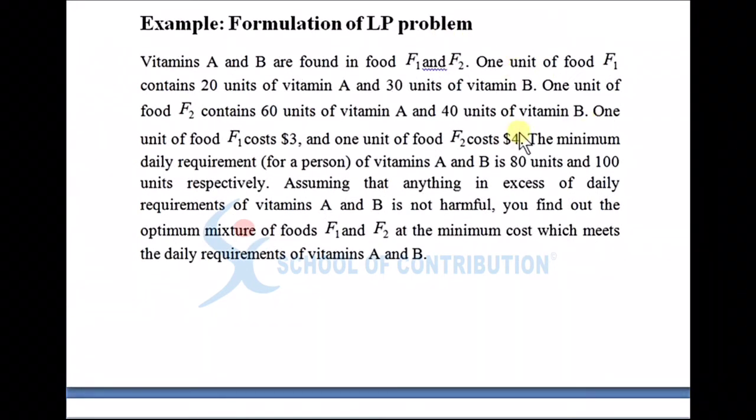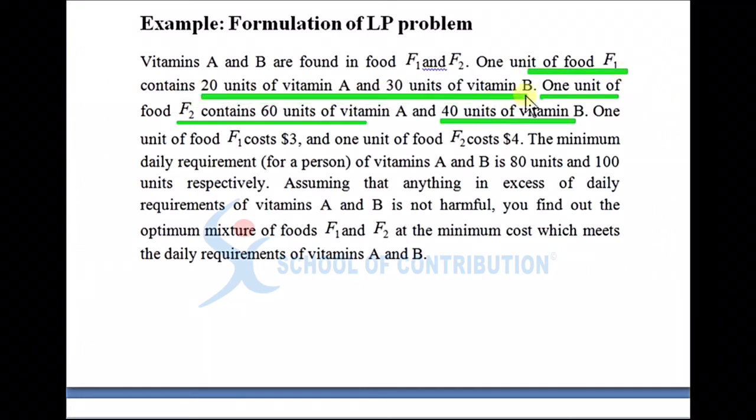First we have to find what our minimum requirement is. So we know that 1 unit of food F2 contains 60 units of vitamin A and 40 units of vitamin B, and also we know that 1 unit of food F1 contains 20 units of vitamin A and 30 units of vitamin B. In total we need in a day 80 units of vitamin A and 100 units of vitamin B.